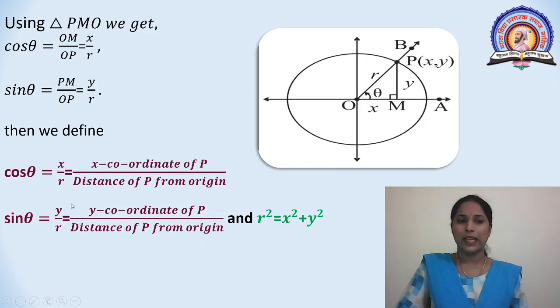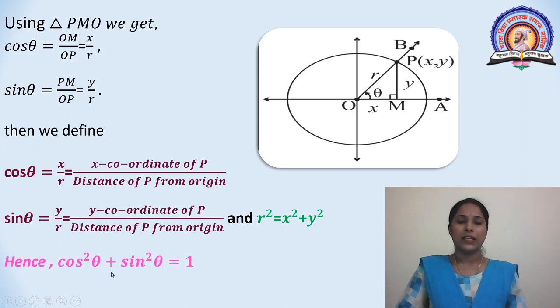Here the y coordinate of P is y, and the distance from the origin is nothing but the radius of the circle, r, that is y upon r. And r square is equal to x square plus y square, because this is a standard circle. By using the center radius form, we get r square is equal to x square plus y square. Hence, cos square theta plus sin square theta is equal to 1.